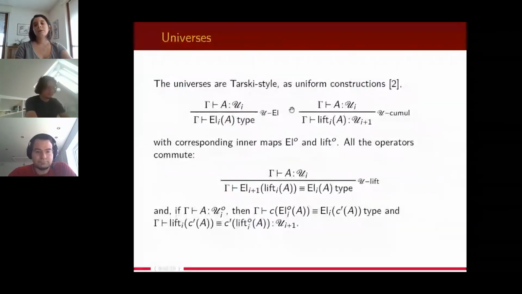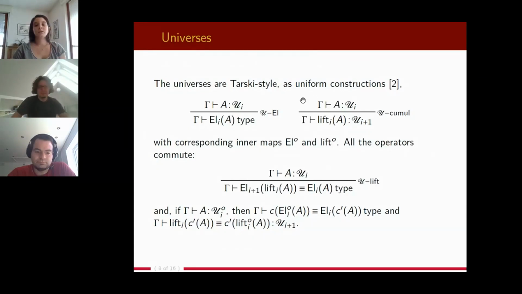So the terms of outer universes will become outer types, and the terms of inner universes will become inner types. And we also have two lifting maps, lift and lift O, such that if A is a term of the outer universe UI, then lift I of A will be a term of the universe UI plus 1. And again, the same happens for inner universes.